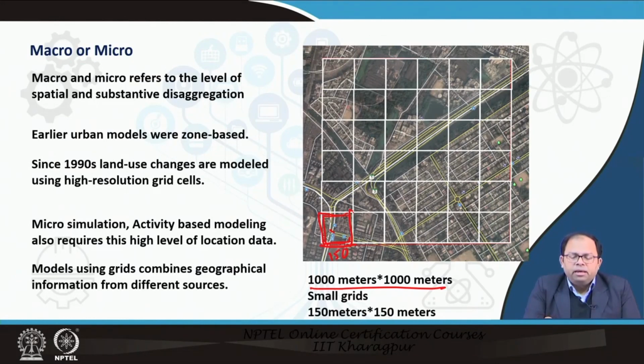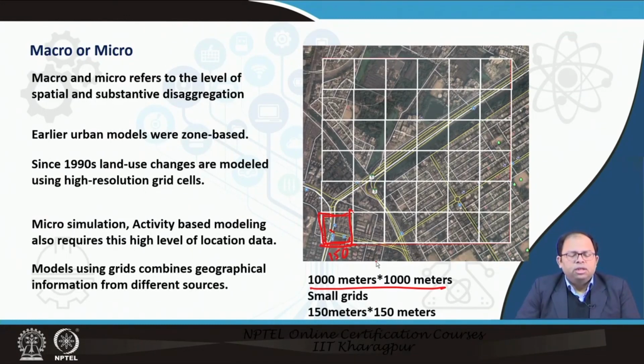So if it was at a TAZ level, then it's difficult to generalize these choices or form utilities which would apply homogeneously to all plots of land or to a particular individual. That's why there is a need for moving from macro to micro. And earlier models, as we have discussed, are mostly zone based, but since the 1990s, land use changes are modeled using high resolution grid cells. This is of course not for our country. This is mostly for the US and Europe and other developed nations.